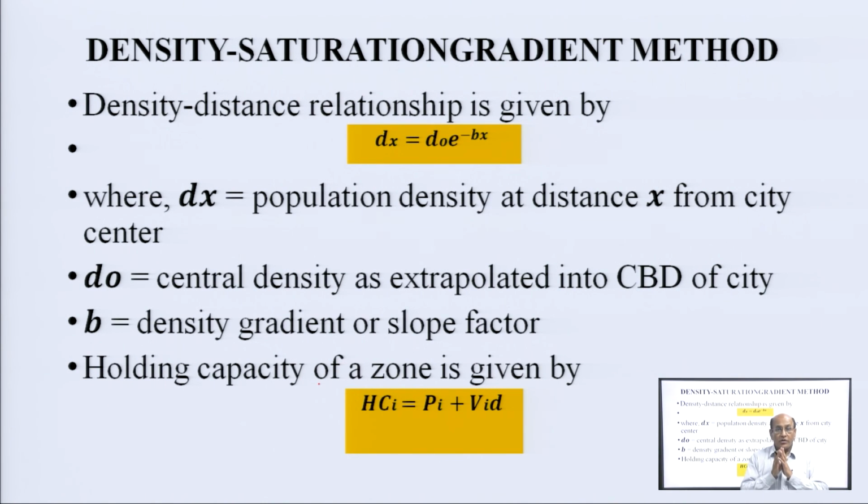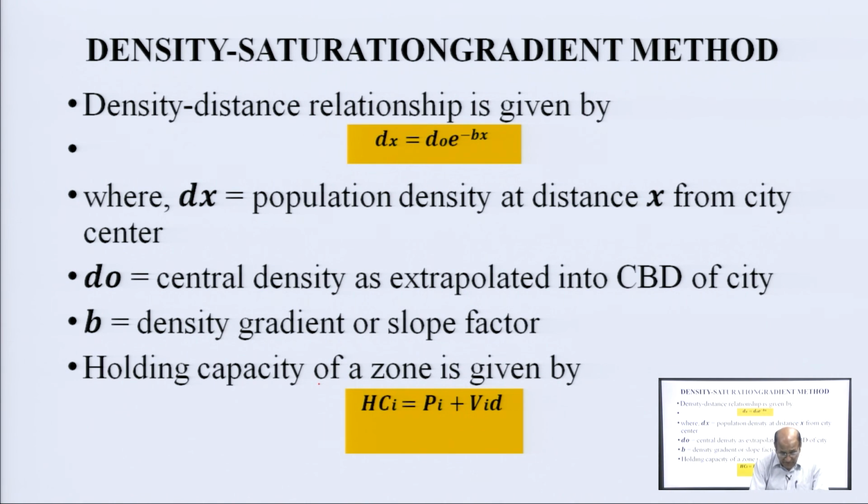So, we can see here the density distance relationship is given by Dx will be equal to D0 e to the power minus b x, where Dx is the population density at a distance x from the city center, D0 is the central density as extrapolated into the CBD of the city, and b is the density gradient or the slope factor.